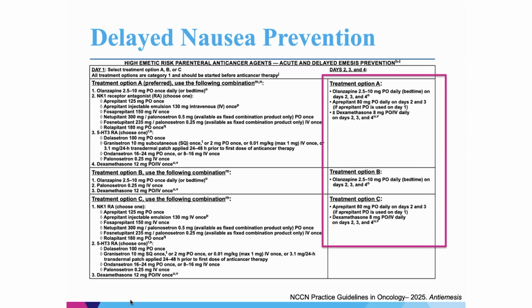Then we send them home with olanzapine 5 milligrams that they take every night for days 2, 3, and 4 of the cycle. And we also give them dexamethasone 8 milligrams to take on days 2, 3, and 4. It's written here, as you can see, in treatment option A for days 2, 3, and 4 that you can do aprepitant as well, which is your NK1 receptor antagonist. We don't do that at our institution, but that is also an option. And you can see in the NCCN guidelines, they give different options for both day 1 of the cycle and days 2, 3, and 4.